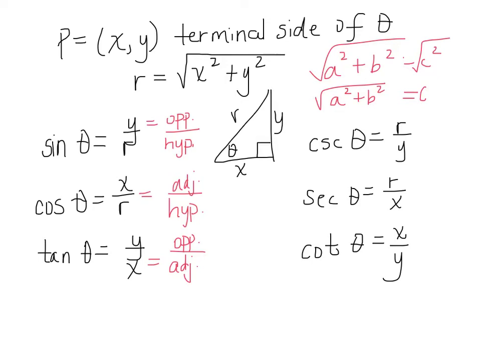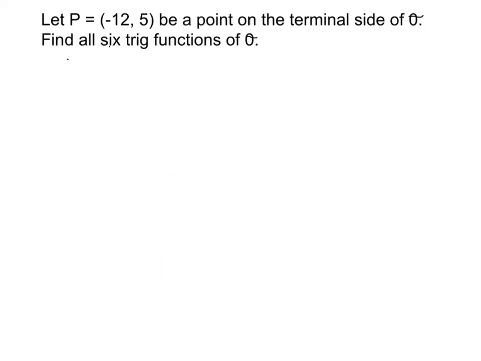So let's try a problem. Okay, it says let P equals negative 12, 5 be a point on the terminal side of theta. Find all 6 trig functions of theta. And if you notice, this is x and this is y. If you notice that x is negative, so we have to think about which quadrant is x negative and y positive. Well, that would be quadrant 2, which means this angle, theta, its terminal side will end up in quadrant 2.